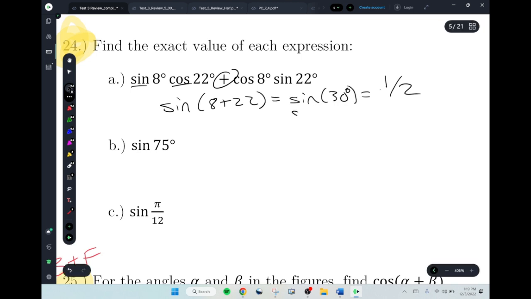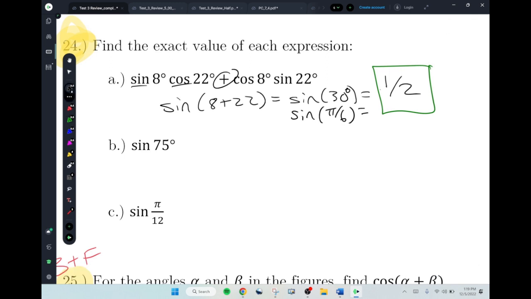Sine of 30 is not pi over 6. 30 itself is pi over 6. Sine of 30 is 1/2. If you want to convert back and forth to radians, you can. Whatever you're working on, if you like radians better, convertible. I would never be mad about that.